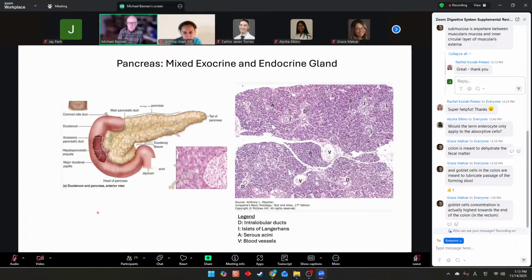Any questions about the salivary glands? Okay. So let's move on to the pancreas. Okay. So the pancreas is an example of a mixed gland. It is a mixed exocrine and endocrine gland.